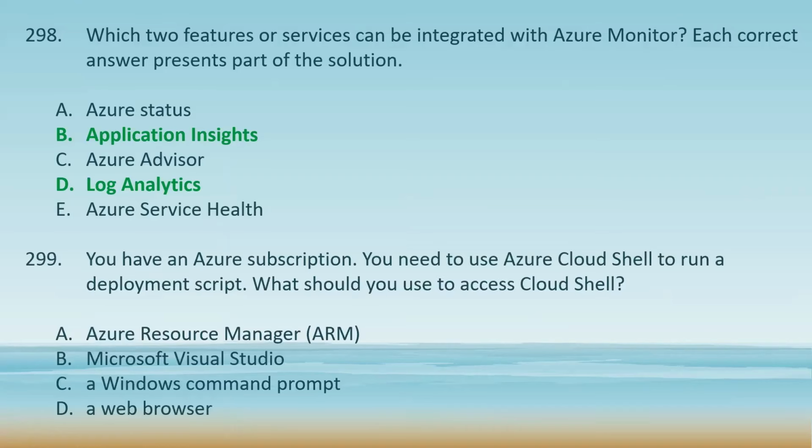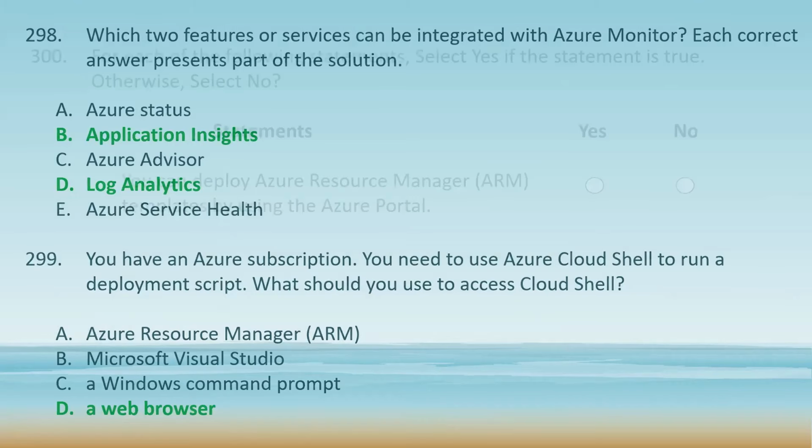Question number 299. You have an Azure subscription. You need to use Azure Cloud Shell to run a deployment script. What should you use to access Cloud Shell? Your options are Azure Resource Manager, Microsoft Visual Studio, a Windows command prompt, a web browser. And the correct answer is option D, a web browser.